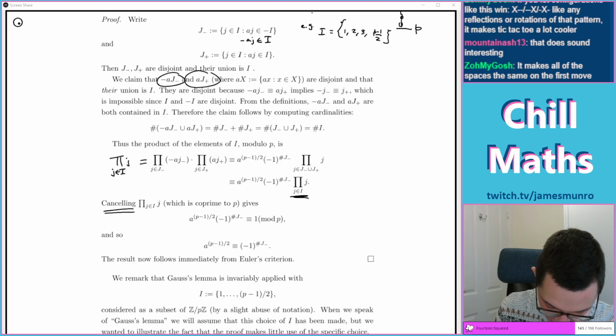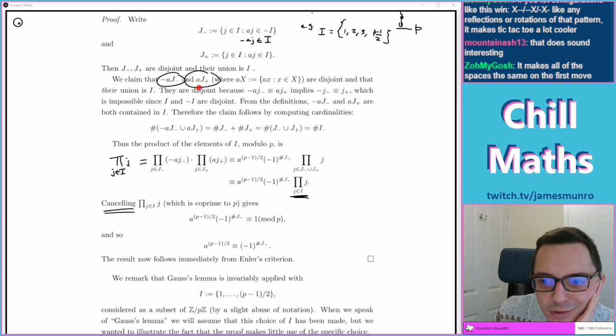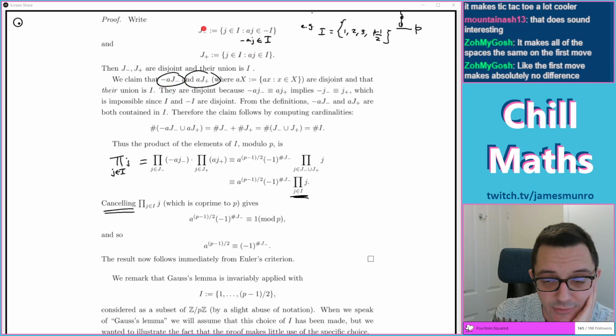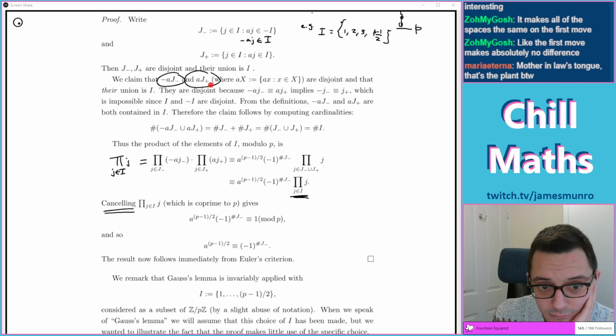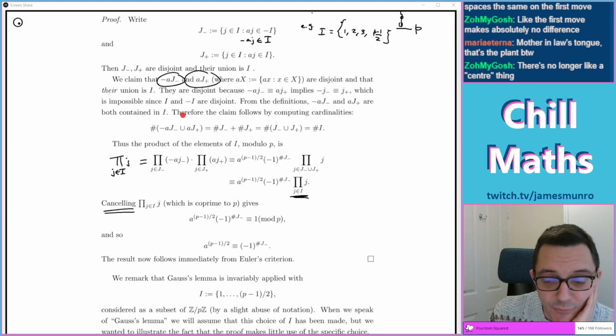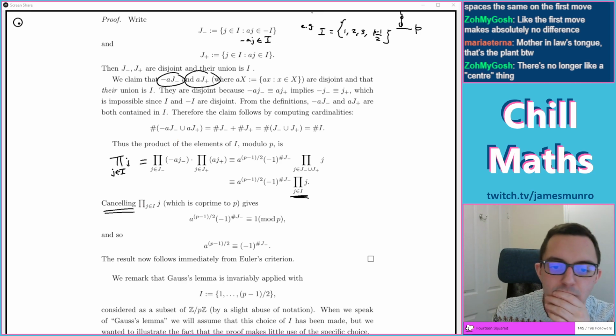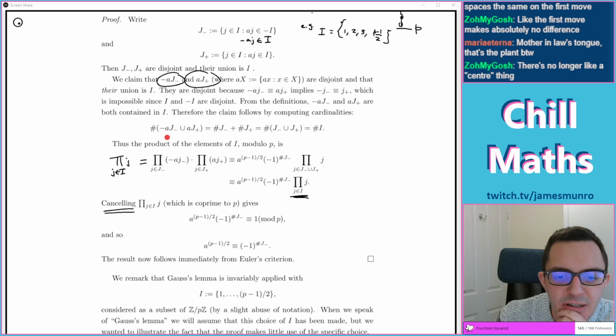These things are disjoint, no overlap, and they're both contained in I, because I want my minus AJ sets from this set, minus AJ is supposed to be in I, and over here AJ is supposed to be in I. Therefore, now they're not the same size, which is a mistake I made earlier.